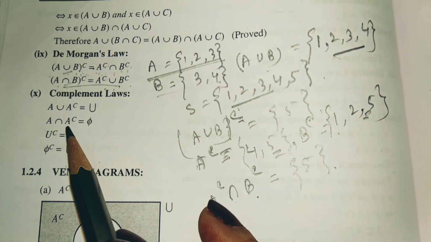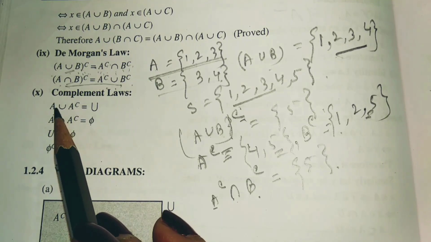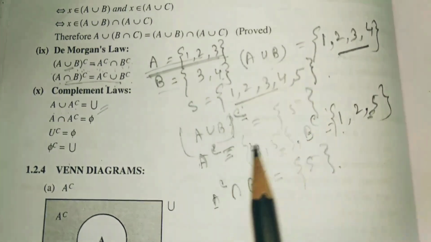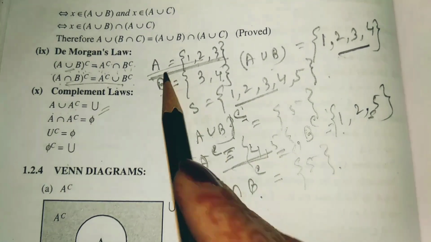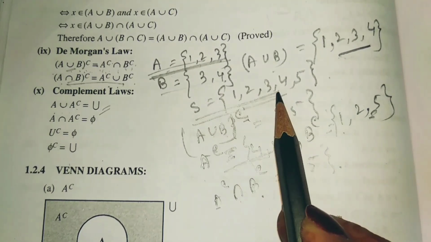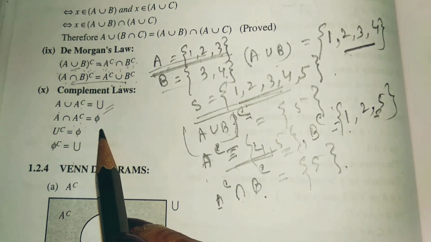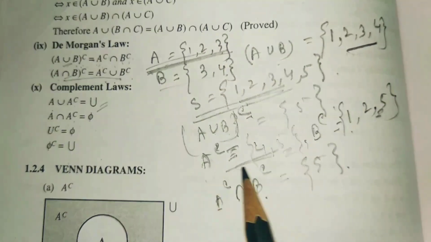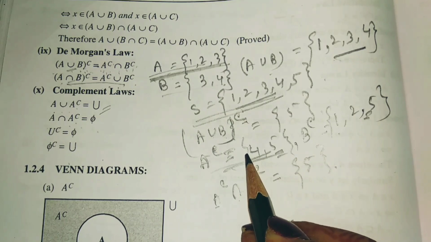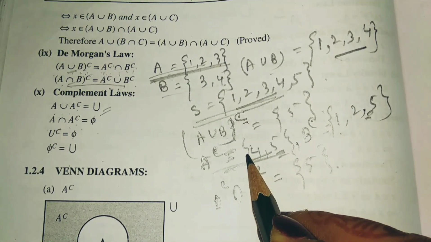Next, it is the complement law. Complement law is what? A union A complement is the universal set. If A is this set, A complement is this one. If we take the union of A and A complement, then definitely we will get the universal set. Similarly, A intersection A complement is the null set. If A is this set and A complement is this set, and if we take the intersection of these two, then definitely there are no common elements between these two, so that ultimately we will get the null set.